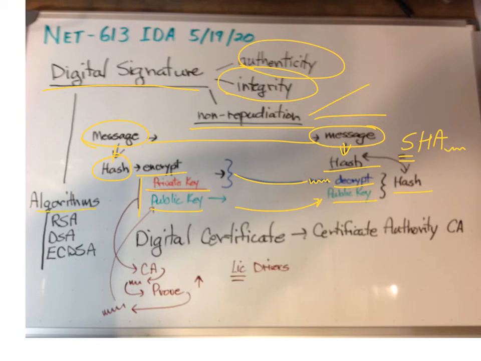What kind of algorithms do we use for digital signatures? RSA, DSA, and elliptical curve digital signature algorithm, something like that. These are the three guys, Rivest, Shamir, and Adleman, and this is digital signature algorithm, I believe. Now, we can take this whole idea and create digital certificates.